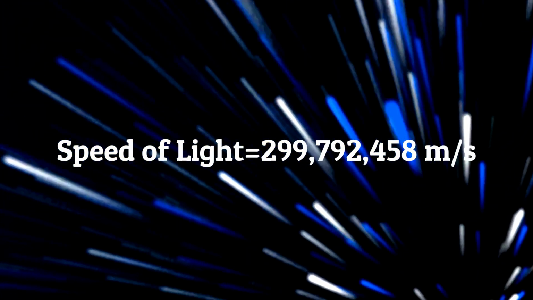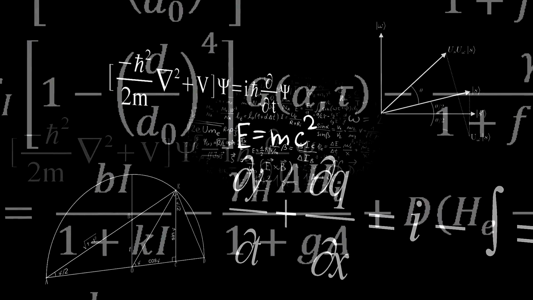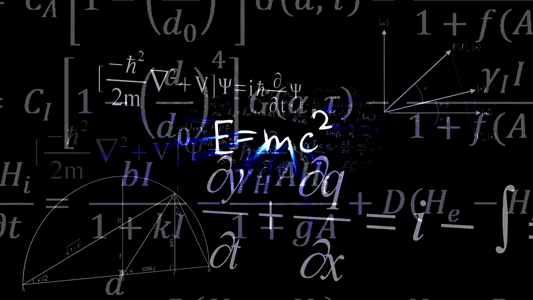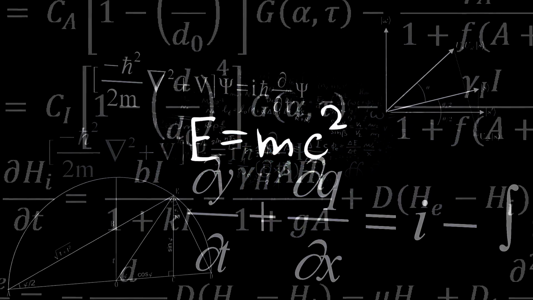Scientists discovered that the speed of light is the same for everyone, no matter how fast they're moving. This means that even if you're moving really fast, the speed of light will still appear the same to you as it does to someone who is stationary. This theory also gave rise to the famous equation E equals mc squared, which correlates energy and mass.